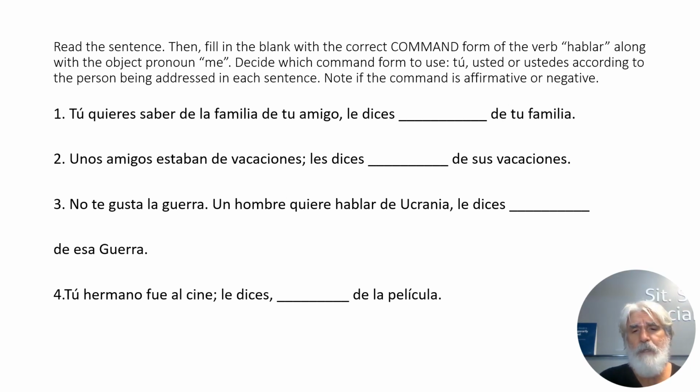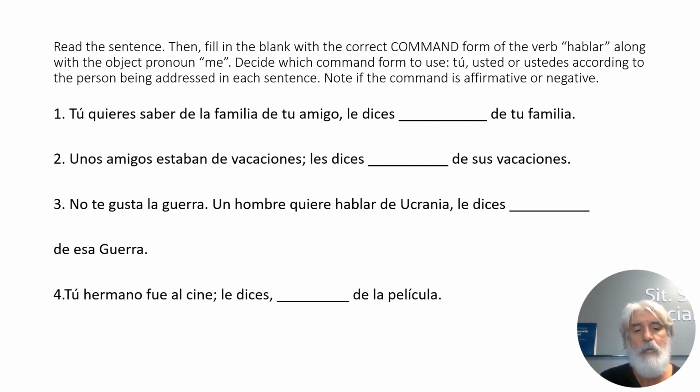They want you to fill in the blank with the correct command form of the verb hablar. So in this particular case, we want to use the verb hablar, and we should know how to form its command forms. And it wants you to use also the object pronoun me. So hablarme, tell me is the idea. You're going to be telling somebody or various individuals, tell me something or don't tell me something. So you have to read the question, see if you're going to use the tú, usted, or ustedes form, and then fill in the blank with the correct command and object pronoun.